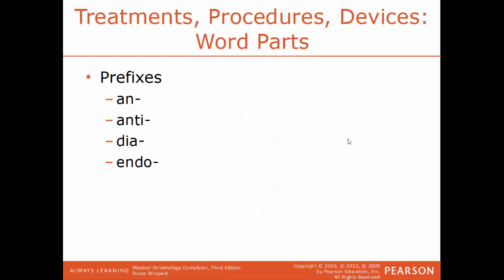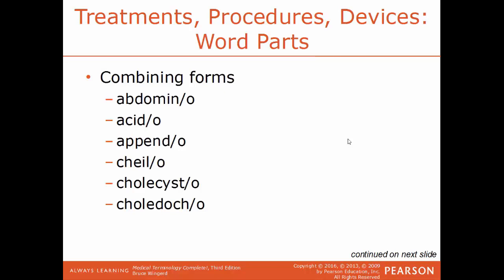All right, now we'll talk about some treatments, procedures, and devices. We'll start with some word parts. We'll start with the prefixes. An means without or lacking. Anti means against. Dia means complete or through. And endo means inside.